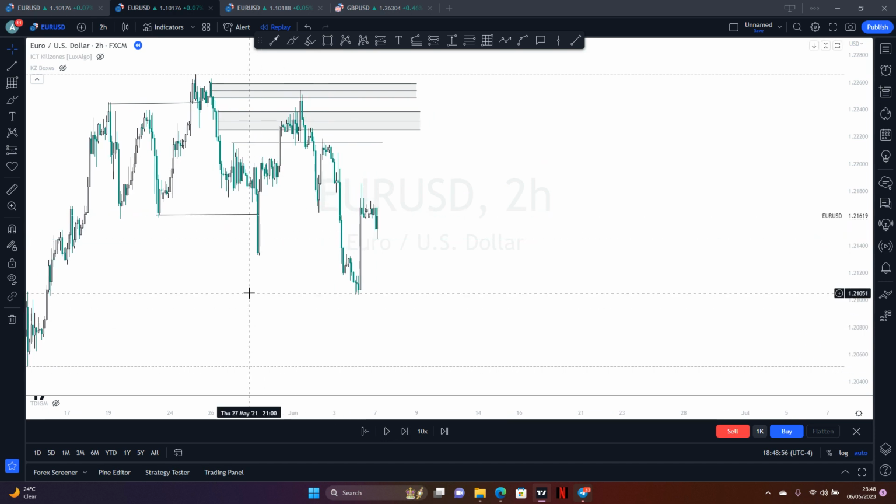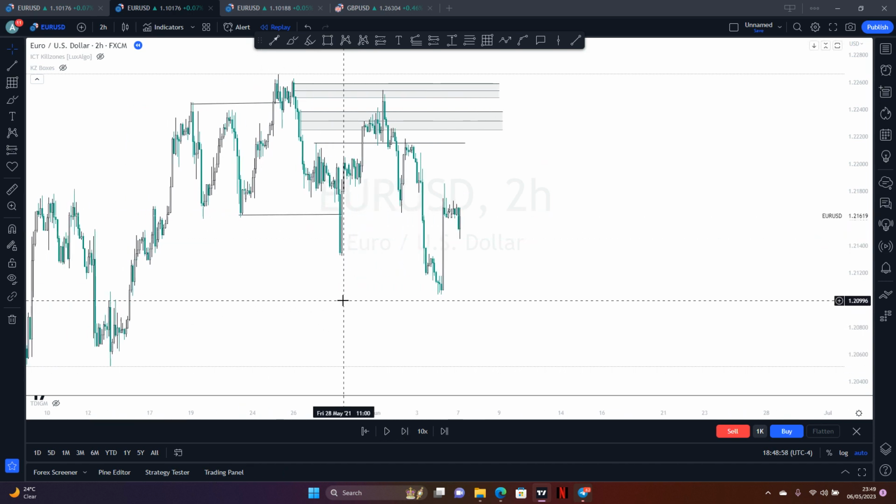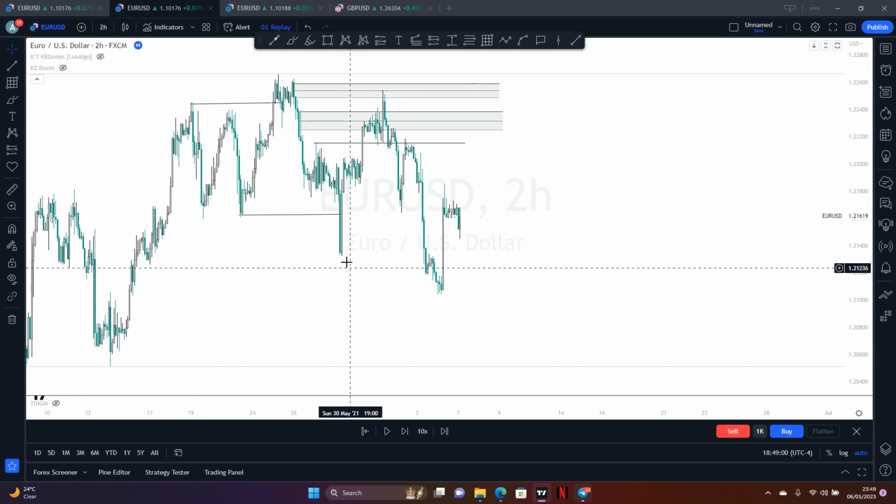Comes into the, retraces into a deeper position, grabs liquidity.